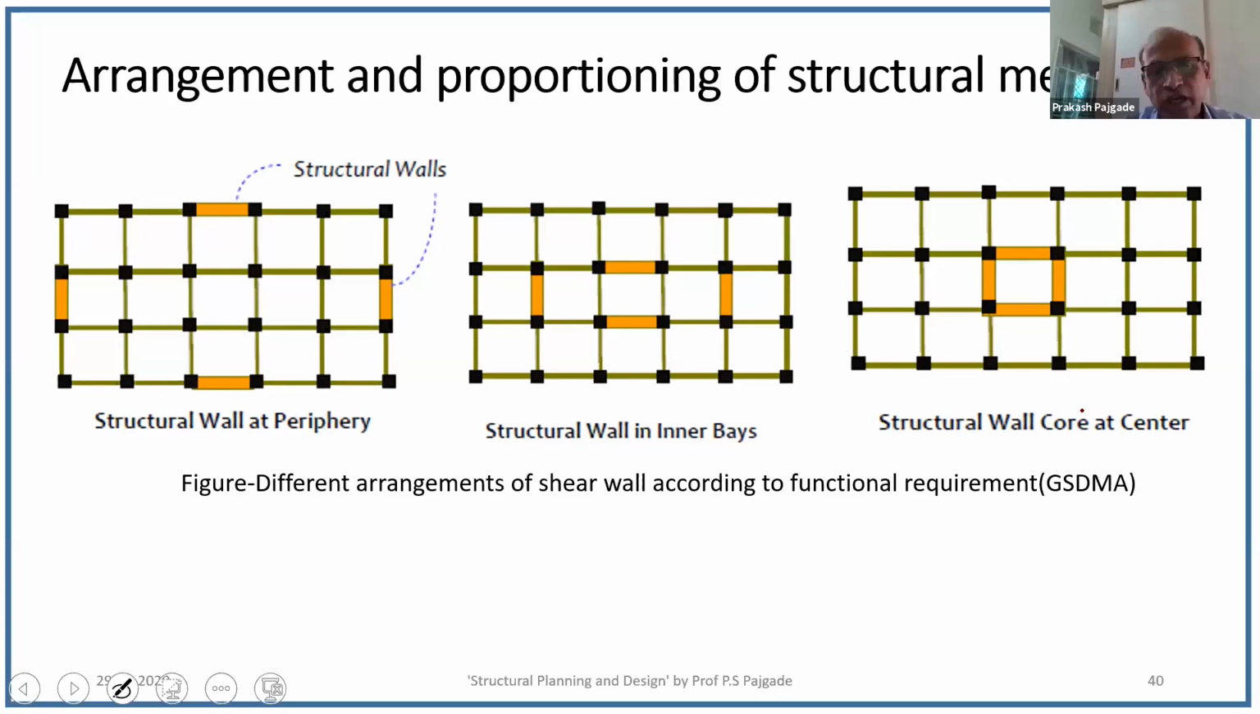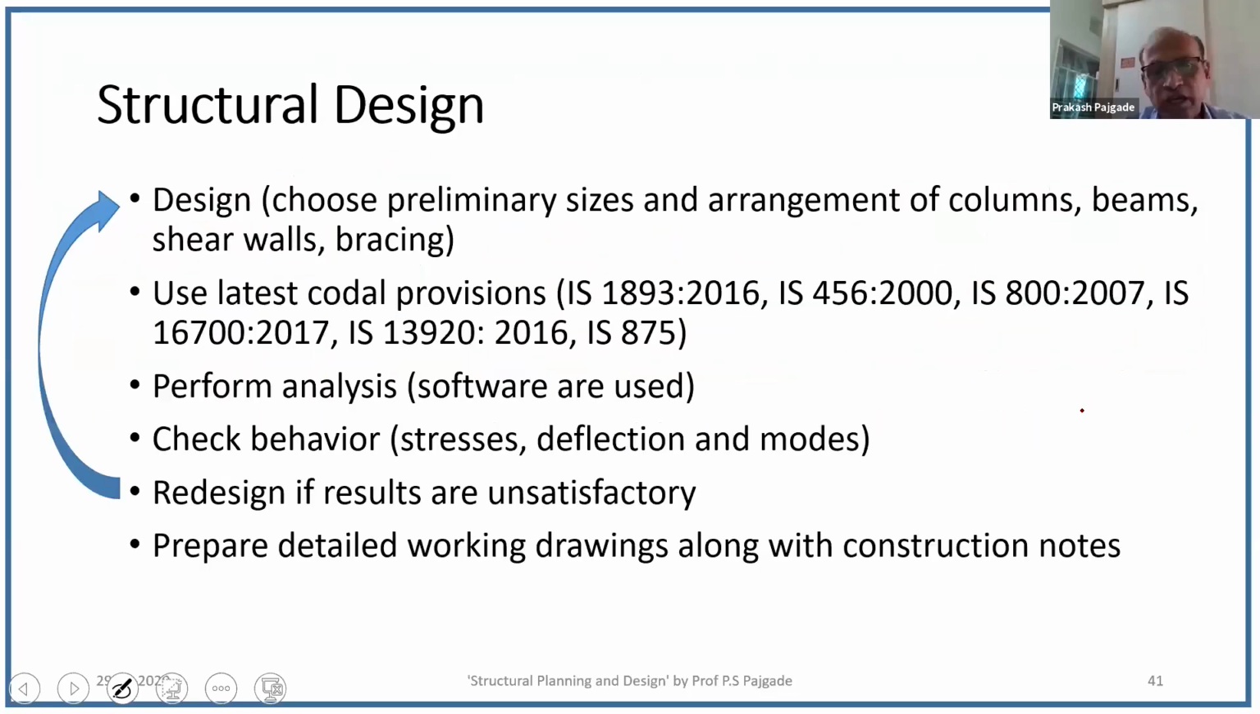Now, structural design is most important, and that is quite a vast topic. I have considered some planning aspects, proportional aspects. I can talk for hours together, but there is not time. So to conclude, I will explain some of the features for structural design. We'll have to select preliminary sizes and arrangement of columns, beams, shear walls, and bracing. Now we'll have to use the latest codal provisions, and most of the things are already explained in the code.